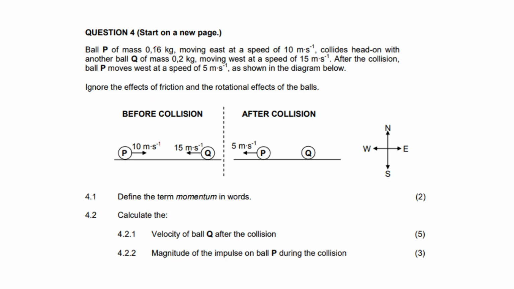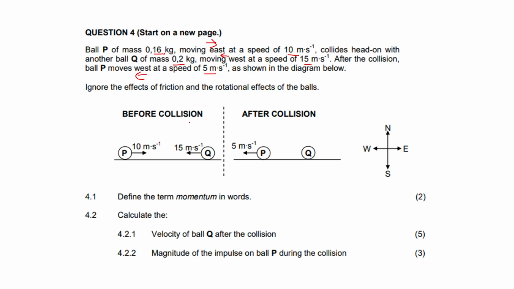Hi guys, let's take a look at this question where we have ball P of mass 0.16 kg that is moving to the east at a speed of 10 meters per second, and it collides head-on with this other ball Q of mass 0.2 kg that is moving to the west, so left, at a speed of 15 meters per second. And then after they have collided, ball P moves west at a speed of 5 meters per second. And that is shown in the little diagram below.